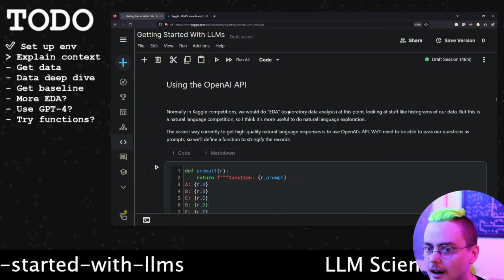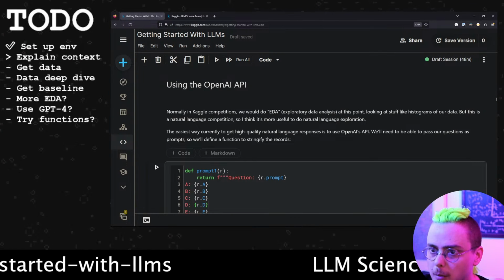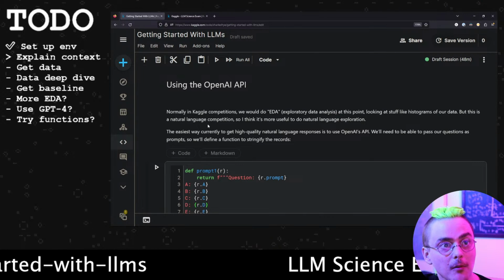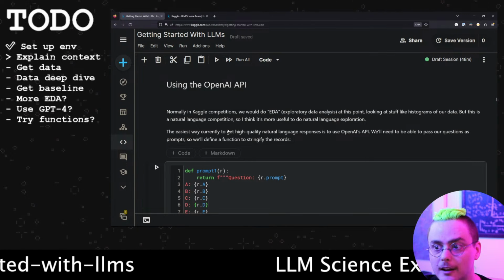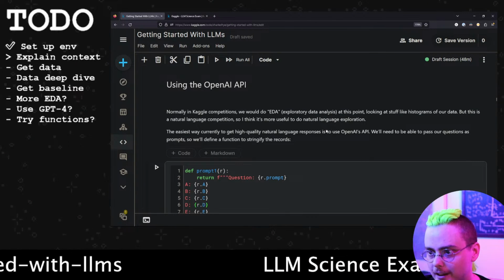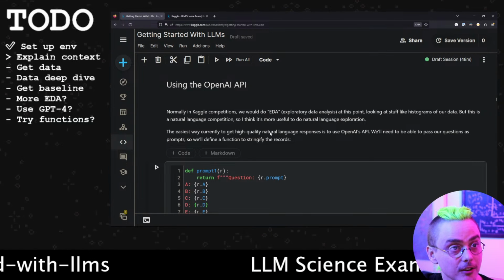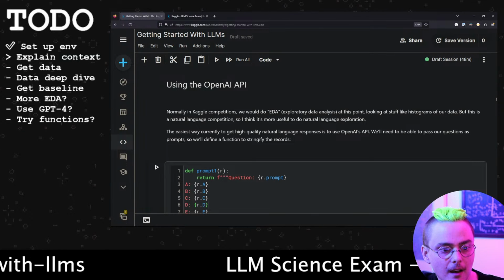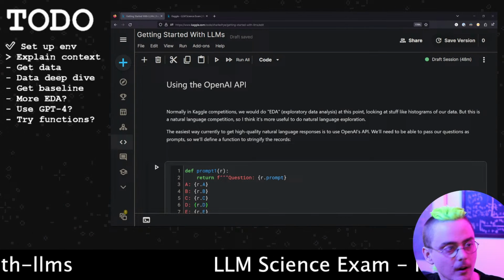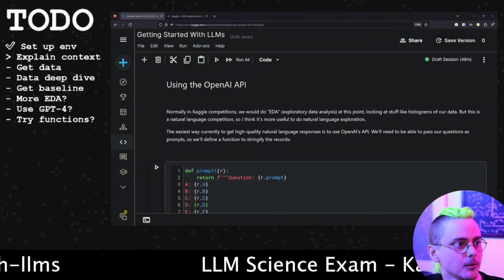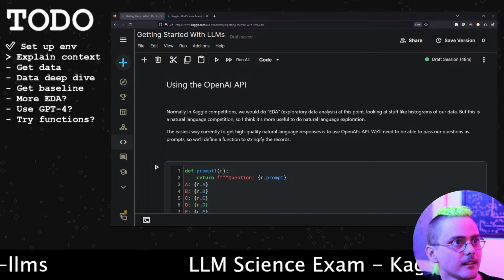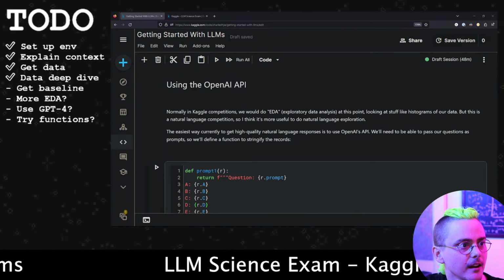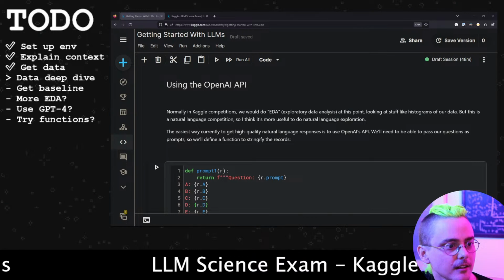But I kind of like the point being made here by Jeremy, which is that this is a natural language competition, so it's probably more sensible or useful at the start to do your exploration in natural language, like I was doing with looking at the results above. All right, so I'll also update my to-do list. We've explained the context, we've gotten the data, we've done a bit of our data deep dive. We're kind of on that right now, actually. So I'll say we're on the data deep dive right now.